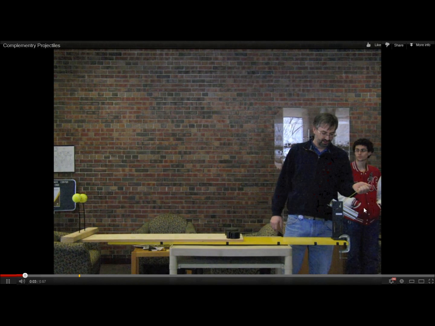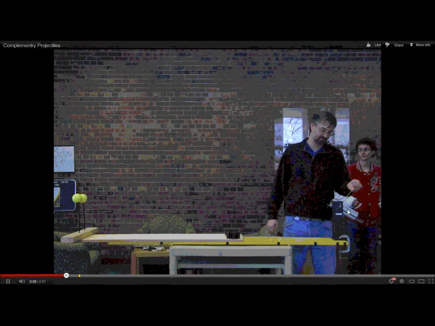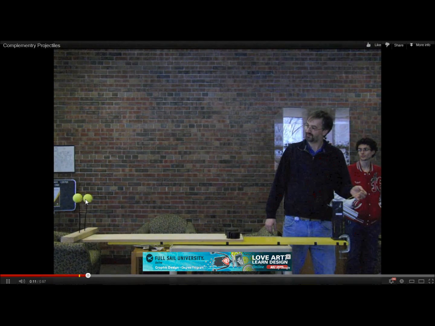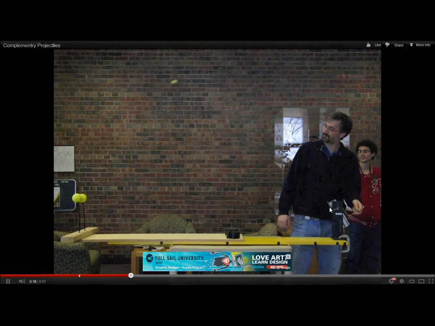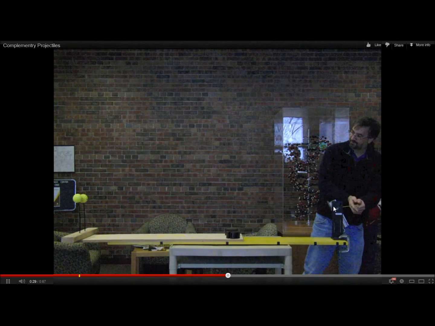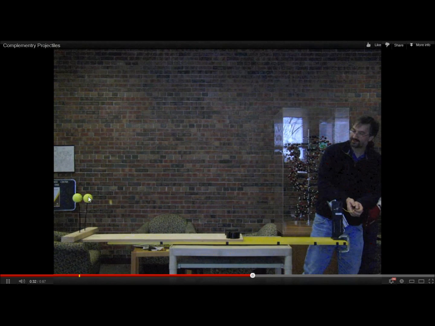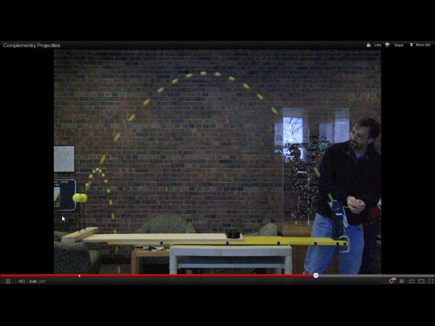In this video he has a launcher very similar to what we have, and he's launching at a 30-degree angle. And he hits the tennis ball over here. So this is at the same height as this projection. Now he's going to shoot it at 60 degrees, and he hits the tennis ball as well. So here's the 30 degrees. Here's the 60 degrees. What you should notice is they hit at the same spot.